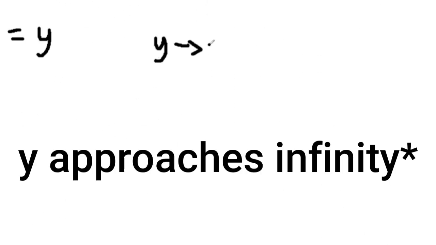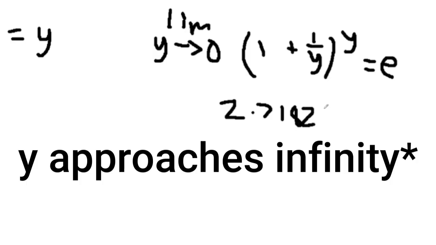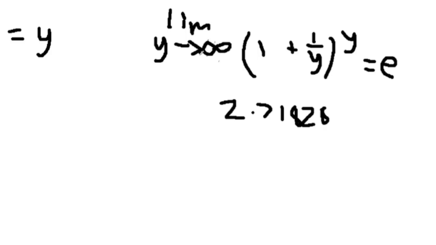As y approaches infinity, 1 plus 1 over y to the y is equal to Euler's constant, which is roughly 2.71828182845. It just keeps going. It's similar to what pi is. It's irrational. It's not rational. So as y approaches infinity, 1 plus 1 over y to the y is equal to e.